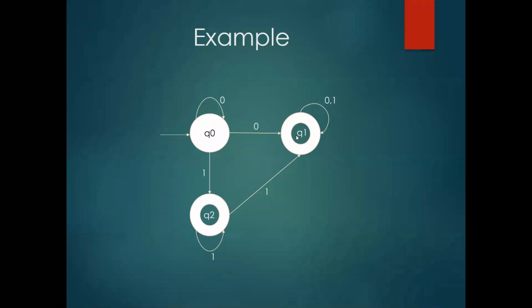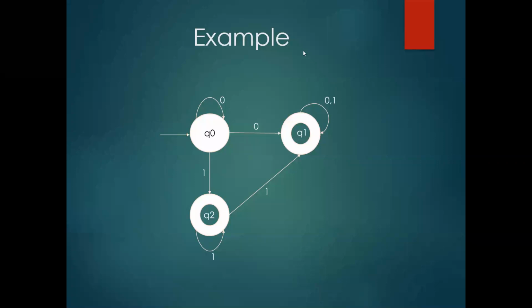Here you could see that there are three states, and there are two transitions on input symbol 0 from state Q0. So on input symbol 0, you are transiting to Q0 and Q1. Then on input symbol 1, from state Q0, you are transiting to Q2. Then there is a self transition on input 0 and 1 on state Q1, right?